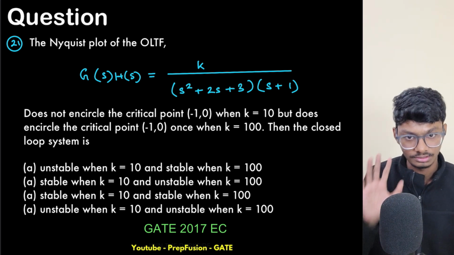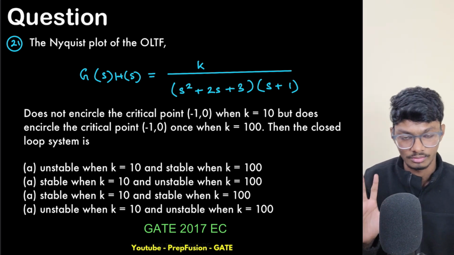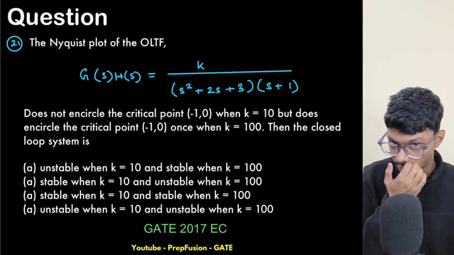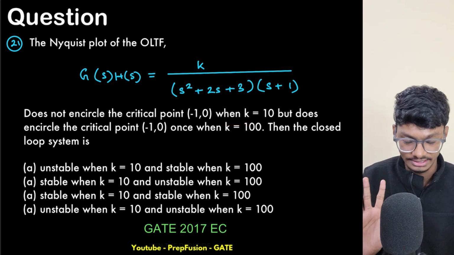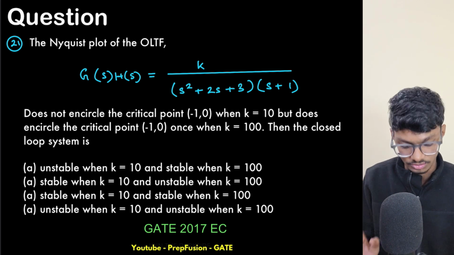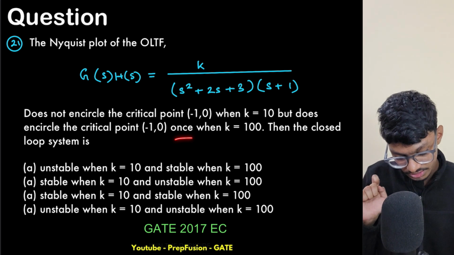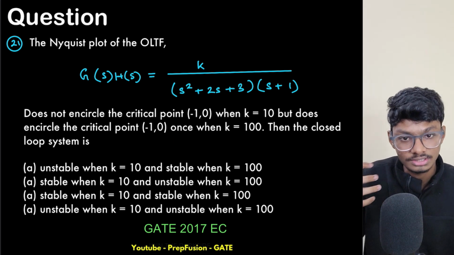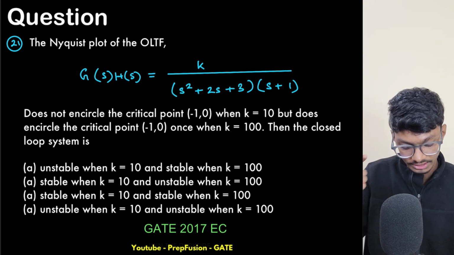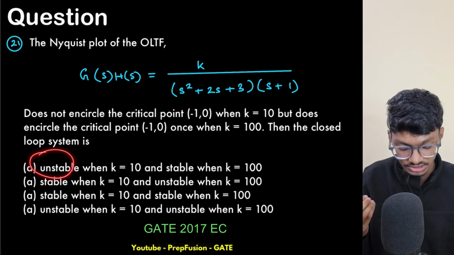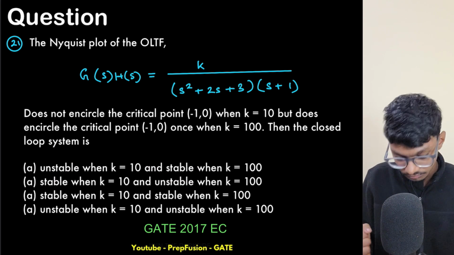It has not mentioned here, but we will assume it is talking about the G(s)H(s) plane when K is equal to 10. So when K is equal to 10, it does not encircle the minus 1, 0 point, but does encircle the critical point minus 1, 0 once when K is 100. So when K becomes 100, it encircles that critical point. When K is 10, it does not. Then the closed loop system, it is talking about the stability, right, for different values of K.